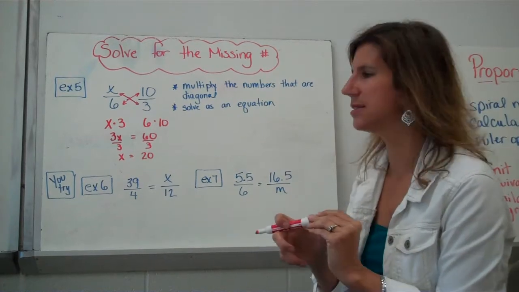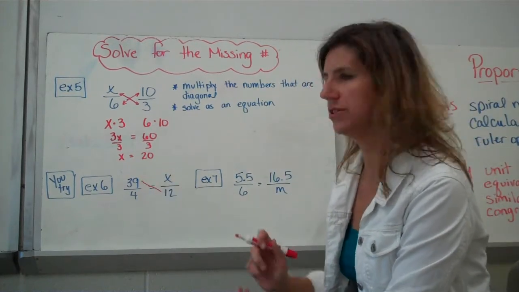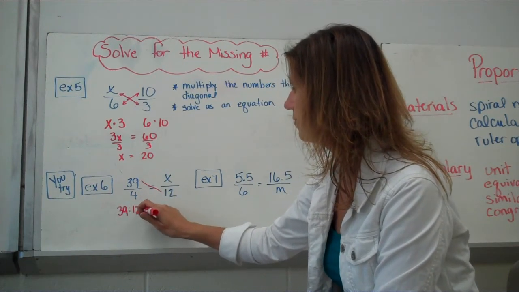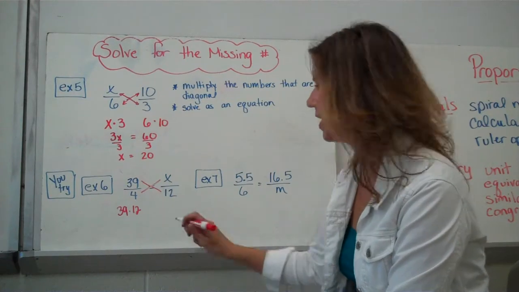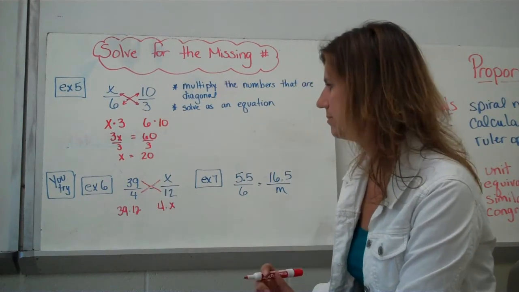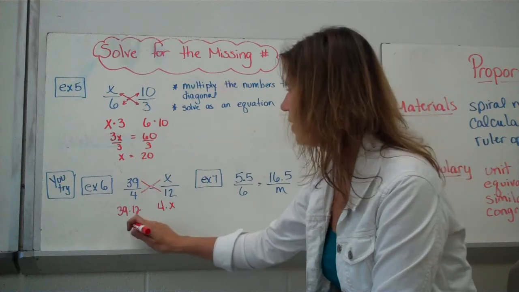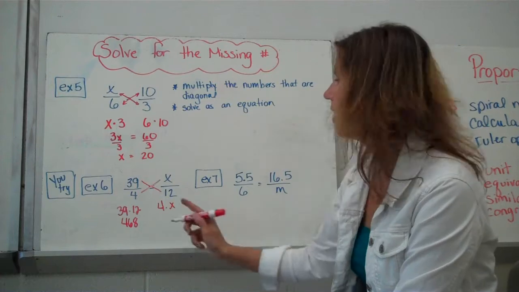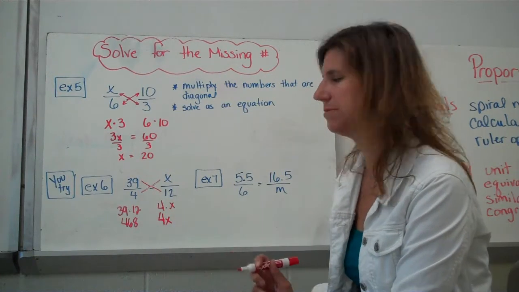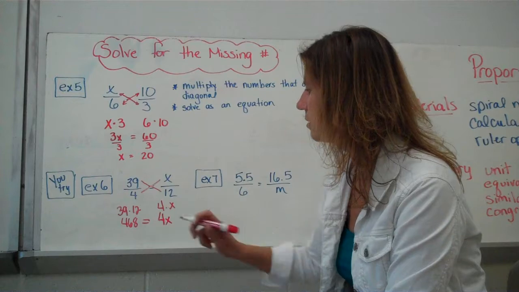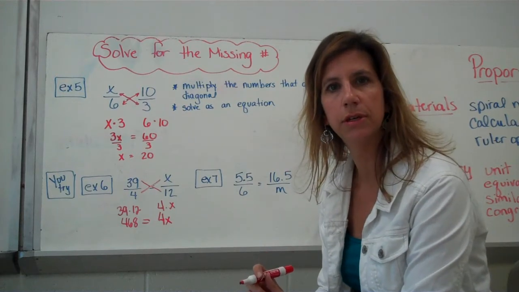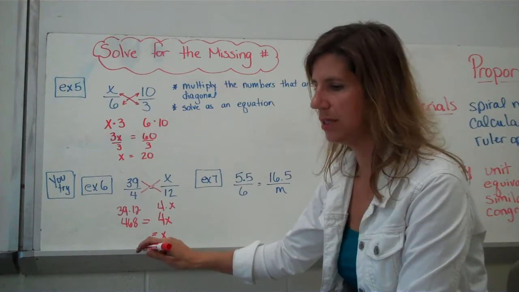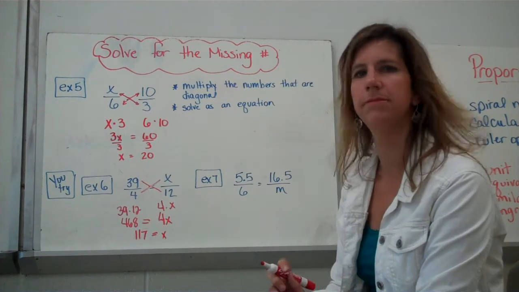All right, number 6. If you look, do you see these two numbers are diagonal? So we're going to do 39 times 12. 4 times x is on the other side. Okay? 39 times 12, if you type that into your calculator, you get 468. And 4 times x is 4x. Put an equal sign in between there and solve it just like you would an equation. Divide by 4, right? Because that's the opposite of timesing by 4. So we get, let's see, 117.